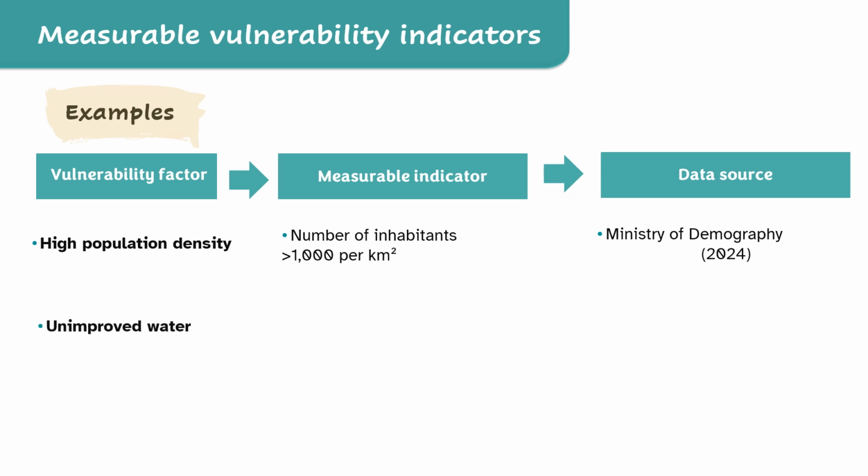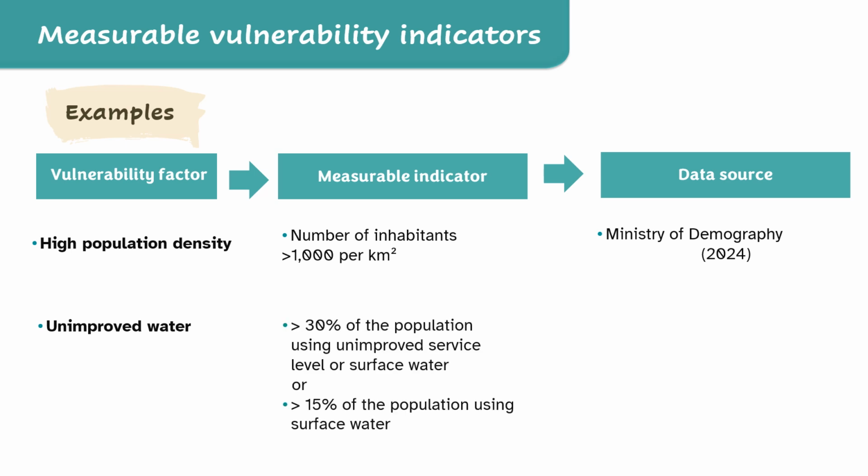The vulnerability factor unimproved water may be defined as a geographic unit where above 30% of the population use unimproved service level or surface water, or where above 15% of the population use surface water. The corresponding figures may be retrieved from the WHO-UNICEF Joint Monitoring Program, the JMP. These data are usually not updated every year.